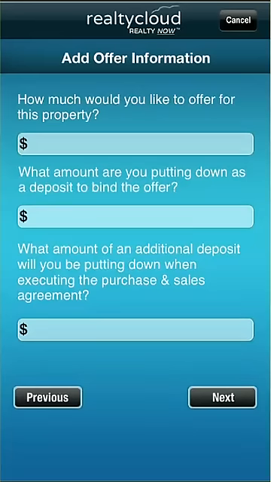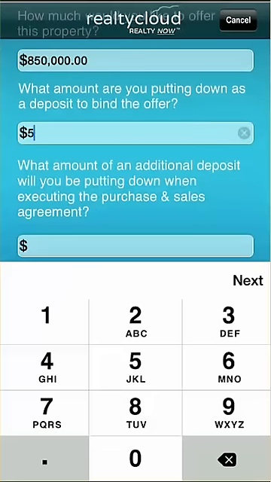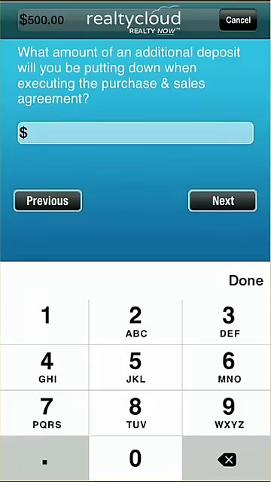So this is the information that is populating the offer. How much would you like to offer on the property? We're going to offer $850,000. We're going to put down $500 with the offer. And with the purchase and sales agreement, we're going to put down an additional $150,000.